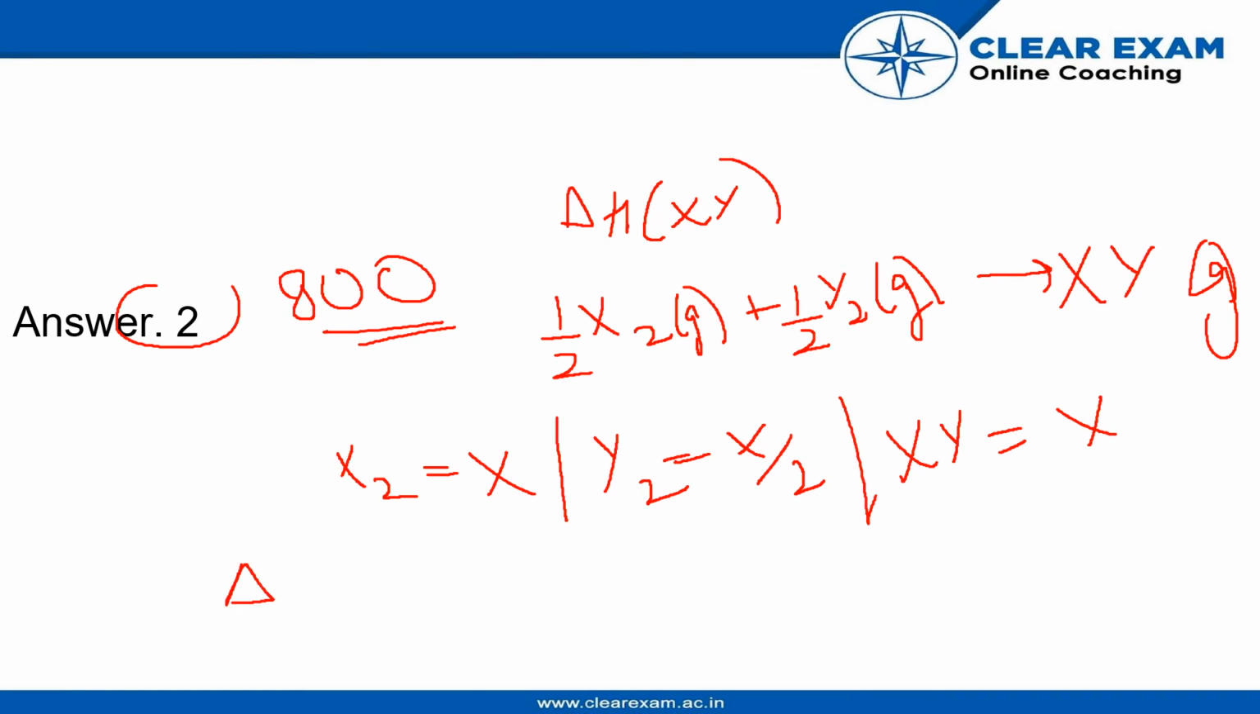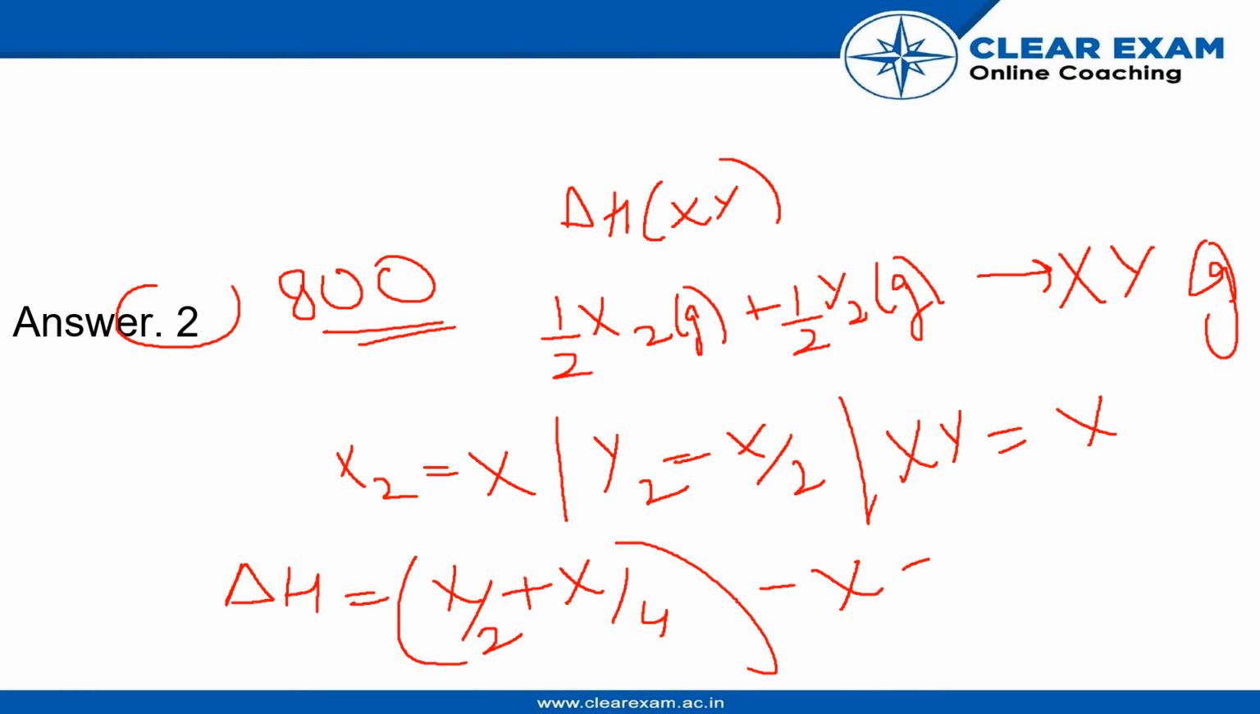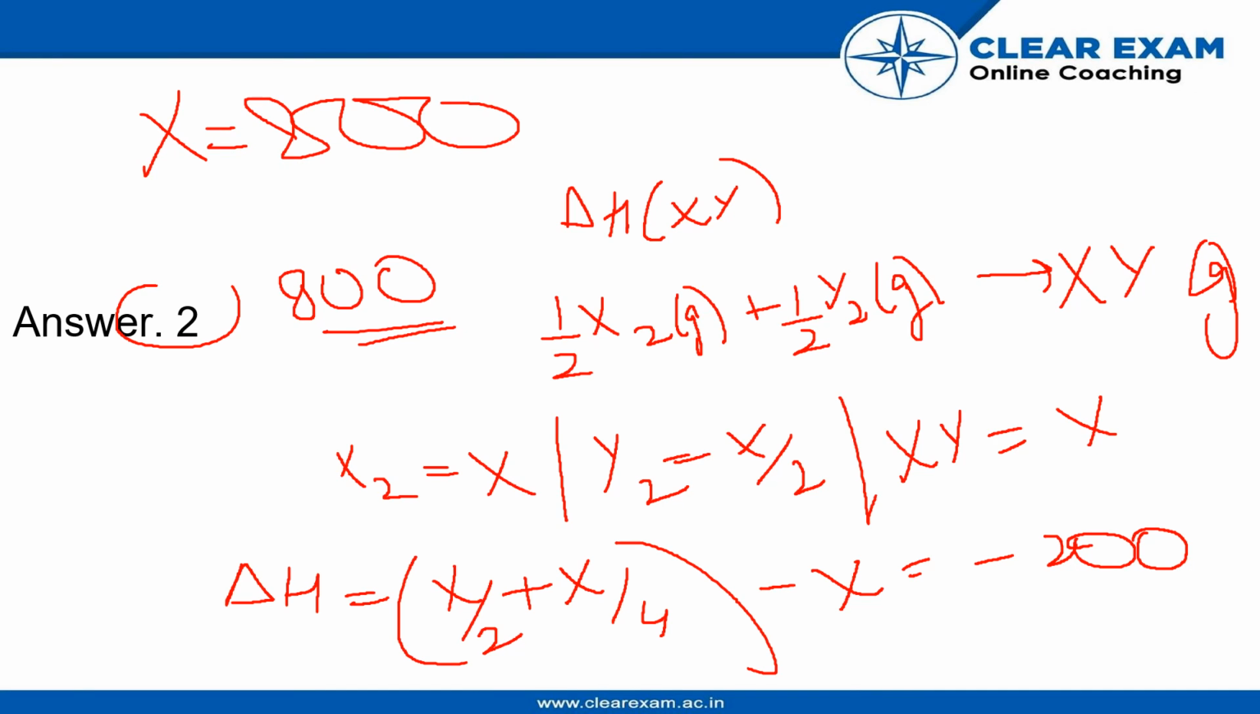Therefore, delta H will be X by 2 plus X by 4 minus X equal to -200. From this, we'll get X to be 800 kJ per mole.